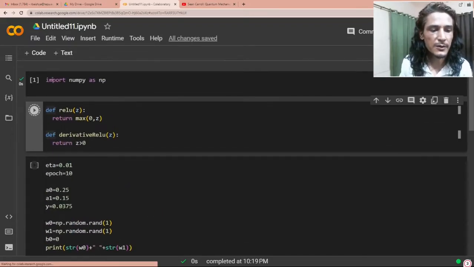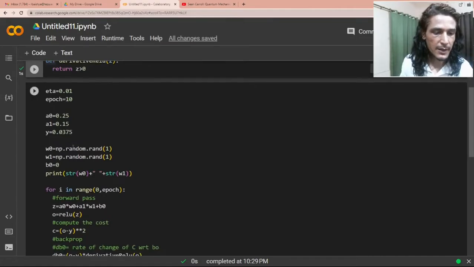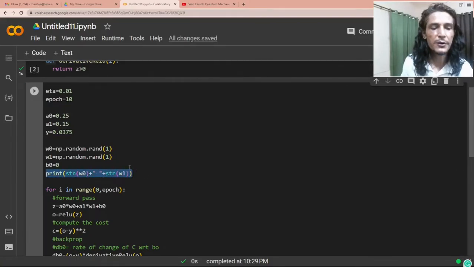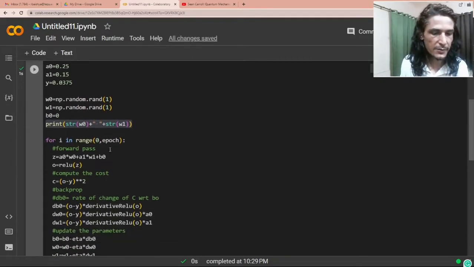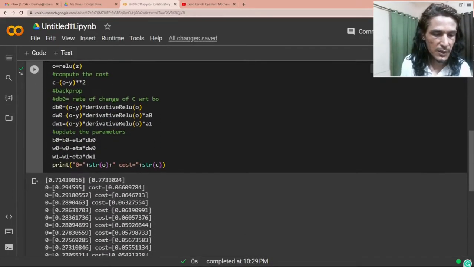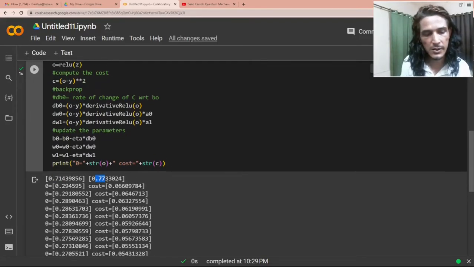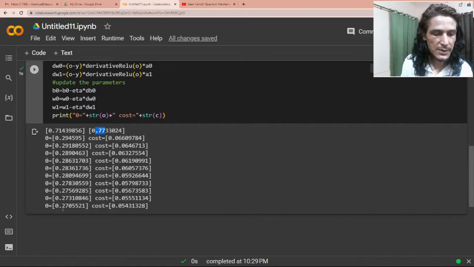So we define this function, so I am now executing it. These functions are now defined, and then we want to run this code. When we run this code, it will show us weight 0 and w1 also, once at the beginning, only once, and then the rest of the outputs will come because of this loop. Initial weights assumed are 0.71 and 0.77, that's all. And then the output is, you can see, 0.27, and the cost is 0.05.